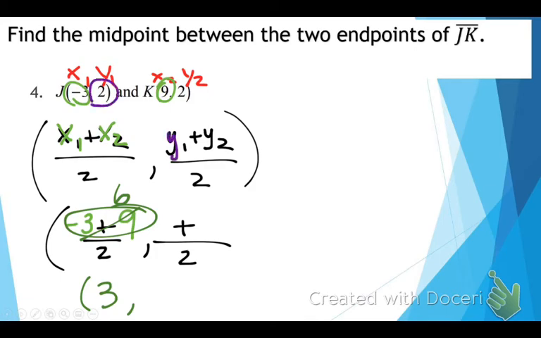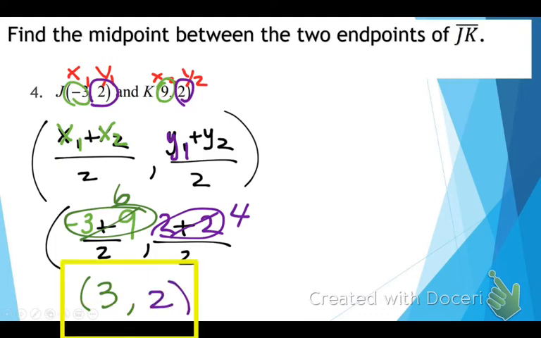Our first y, 2, and our second y, 2. 2 plus 2 is 4. 4 divided by 2 is 2. Good.